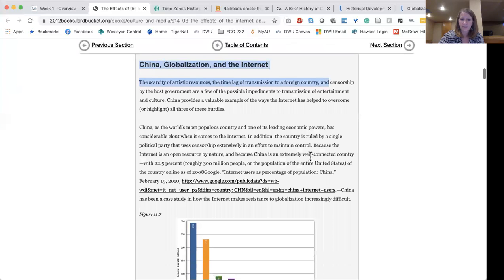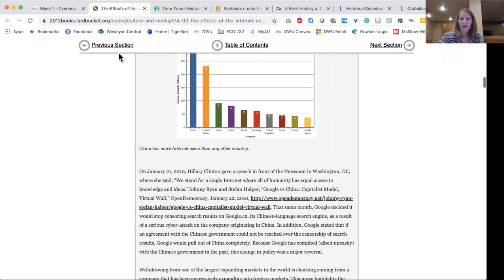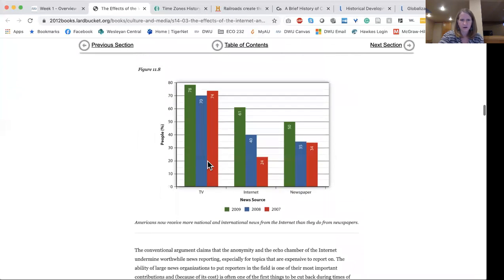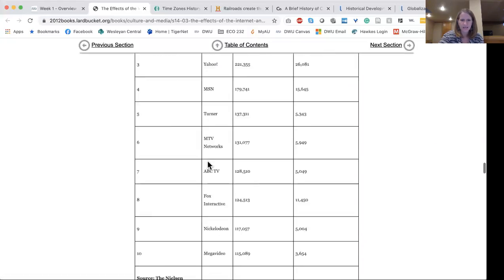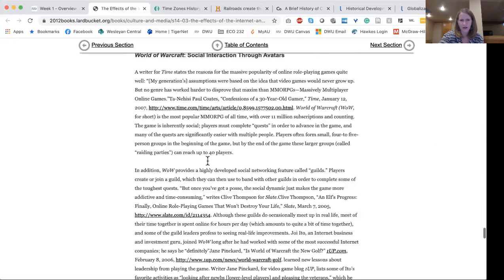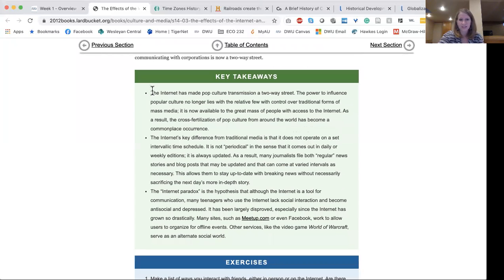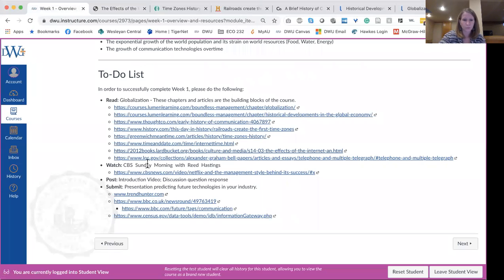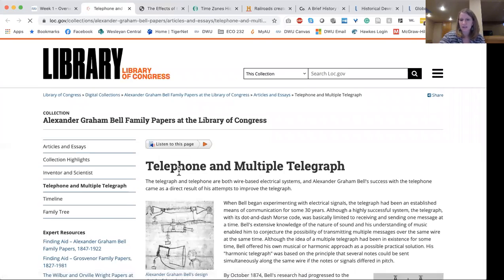So what's happening or what was happening with China back in 2010 and how could the internet have been affected this way. We've also got a few graphs down here looking at news sources, but the key takeaways are also down at the bottom, and that's what I want you to look at. So that way you don't have to read the whole thing, but at least get these 3 key takeaways and those bold words.